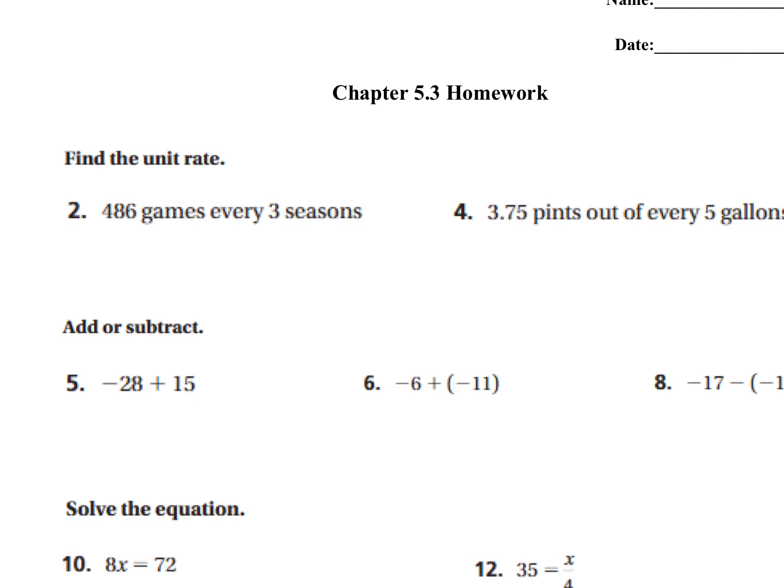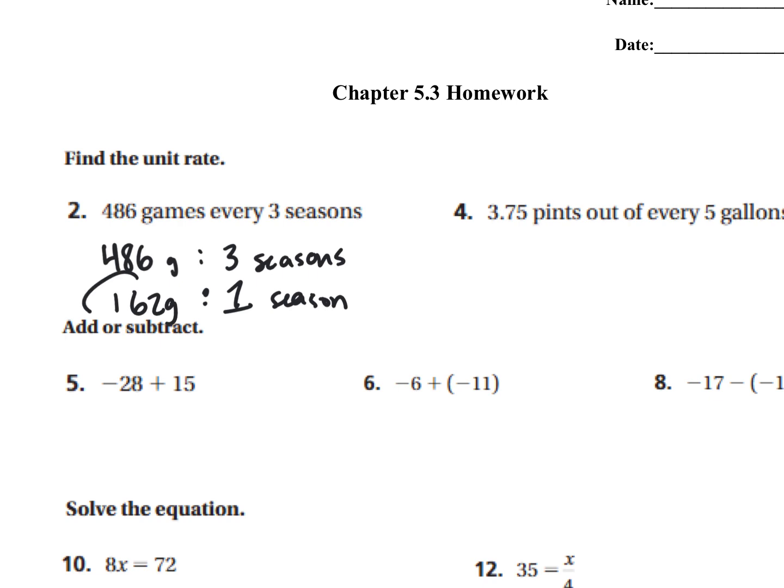For the first one, I have 486 games every 3 seasons. For unit rate, we're trying to find it when I have 1 season. In order to do that, I'm going to divide this by 3. 486 divided by 3 will end up being 162 games. This is my unit rate right there.